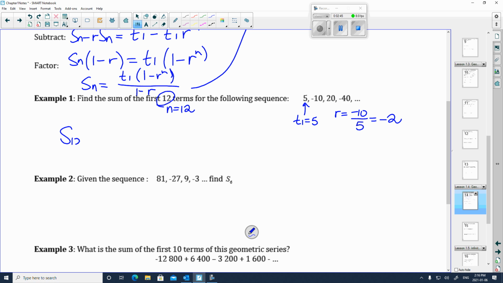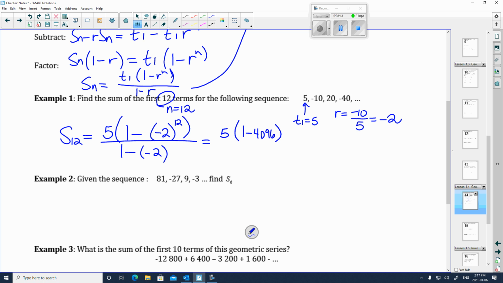So S12 equals the first term, which is 5, 1 subtract, and you got to watch, because the ratio is negative, you need to put the negative 2 in brackets to the power 12, and then that is 1 subtract negative 2. All right, so you can simplify, or you can plug it all in. Sometimes I like to simplify before I mention my calculator. So I get 5, 1 subtract 4,096, divided by 3, and then if I just punch that in, I get negative 6,825.